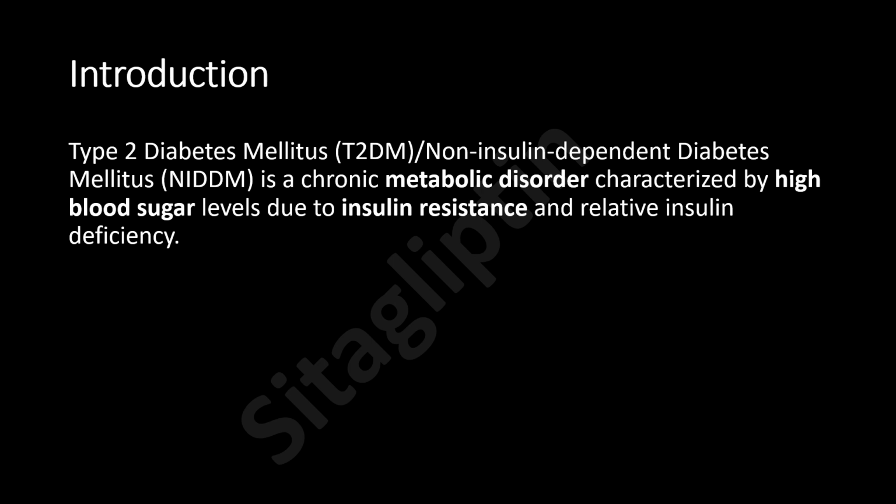The characteristic finding in diabetes is a raised, moderately raised, or a severely raised blood sugar level, serum sugar level. And mostly it is due to insulin resistance. And sometimes it is due to insulin deficiency.